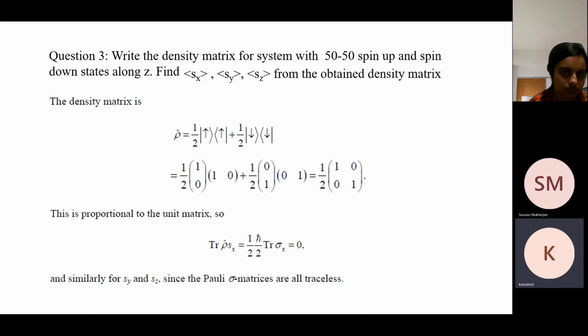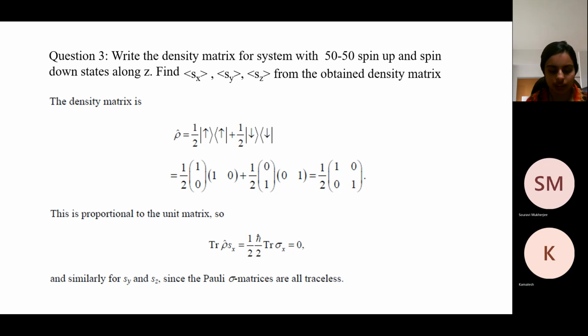So now just think about Sz, okay? So for Sz you can have two states. One is spin up, one is spin down, right? So what is your spin value or Sz value when it is spin up? H cross by 2. Okay. And what happens when it's spin down? Minus H cross by 2.